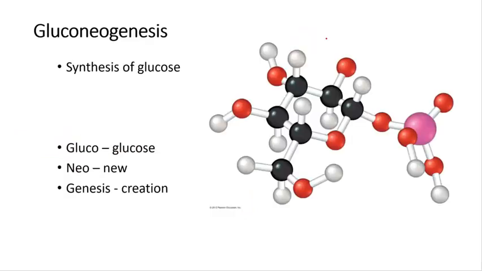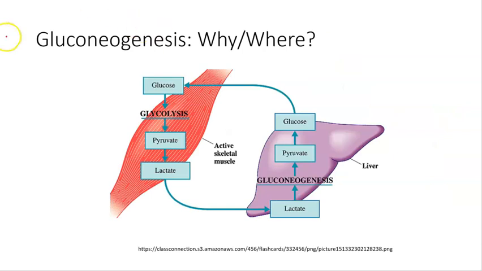We're going to go back to this idea of the Cori cycle, and gluconeogenesis, so glucose we're trying to make, the creation of new glucose. This is called gluconeogenesis because we're creating new glucose, and this largely happens in the liver.